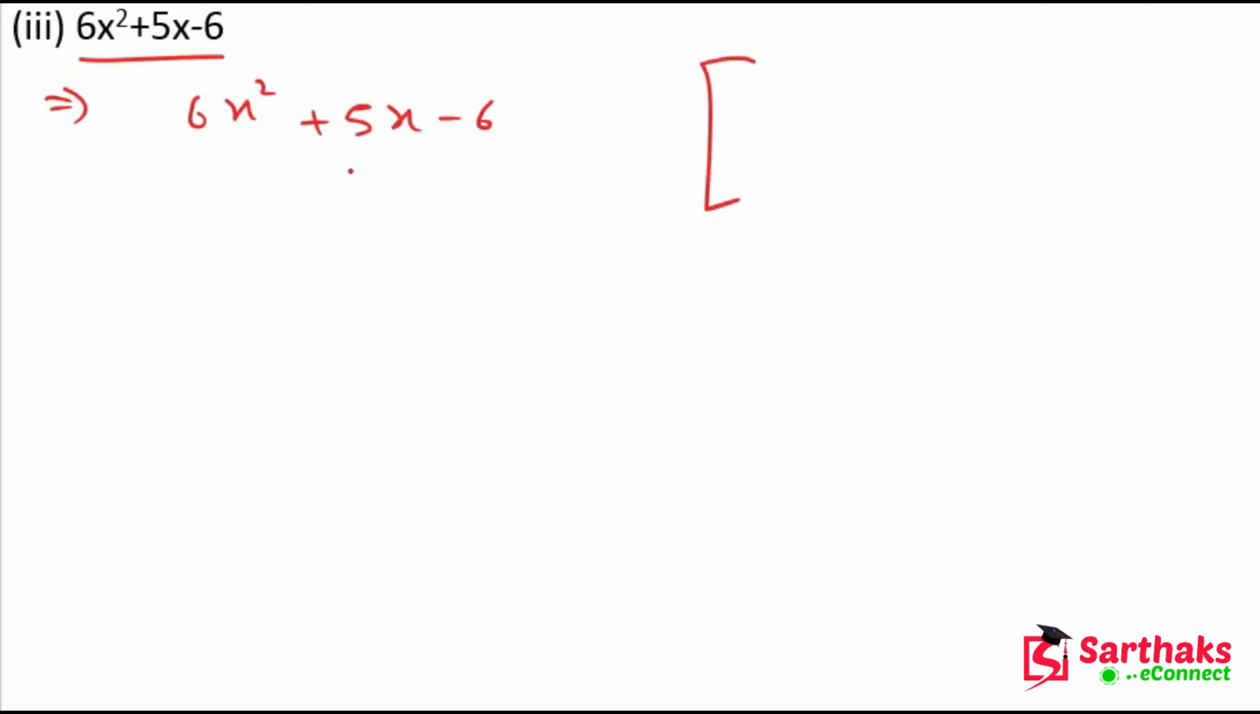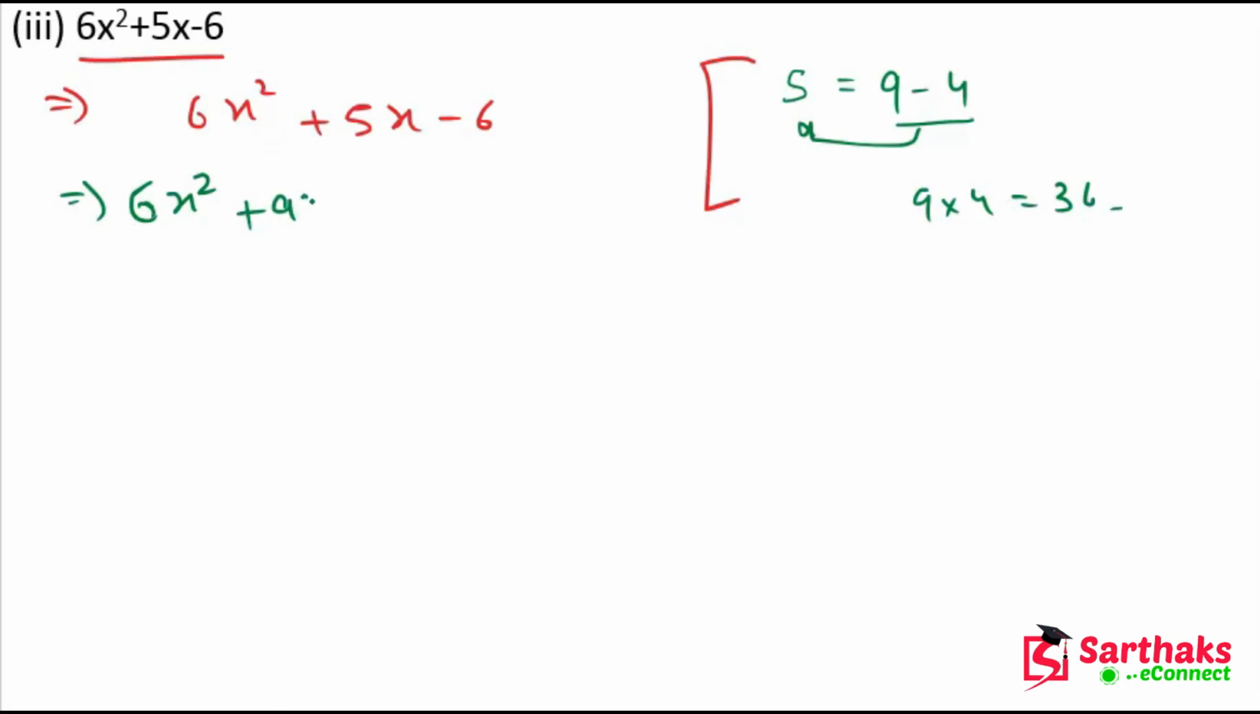So now my dear friends, in this case, if we break 5 equals 9 minus 4, we can break it like this. Okay, so if we solve this we get 5. And if we multiply 9 into 4 we get 36, which is equal to 6 into 6. Okay, so now my dear friends, 6x square plus 9x minus 4x minus 6.